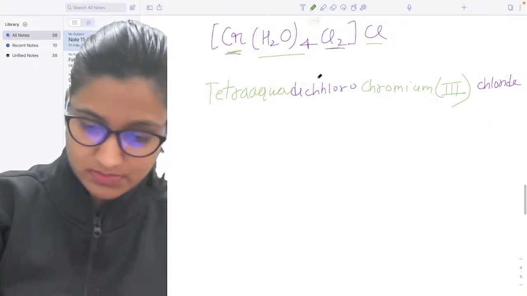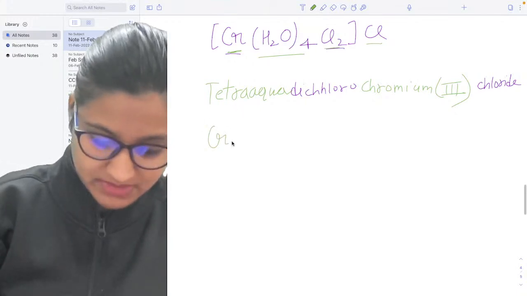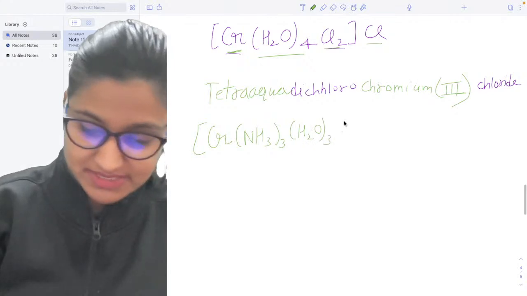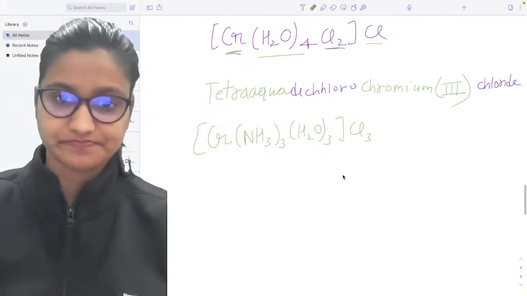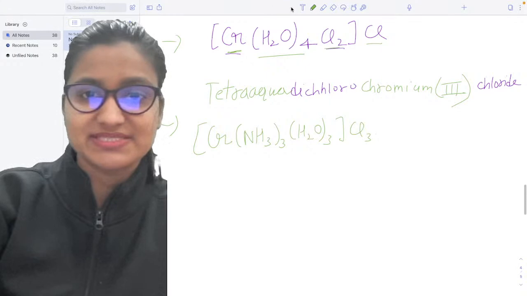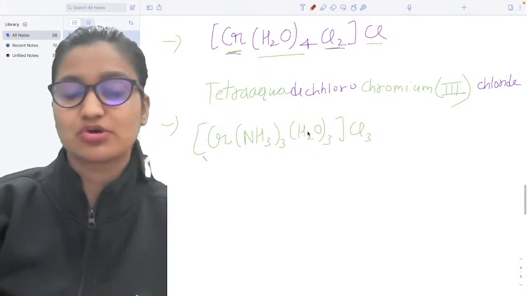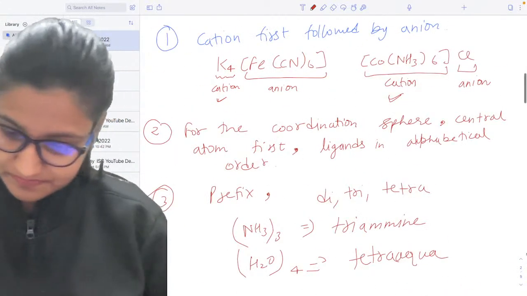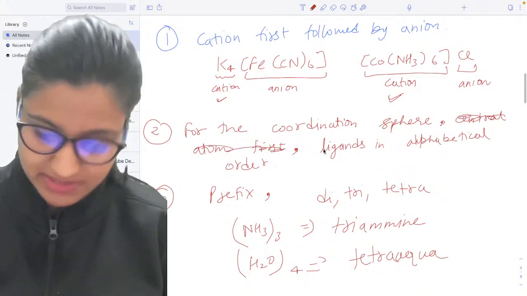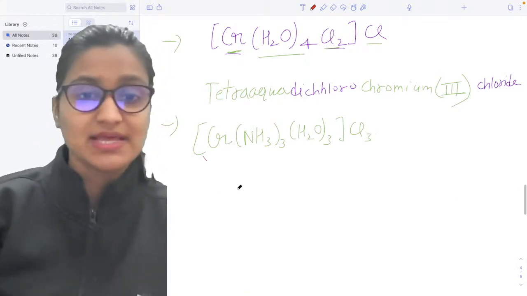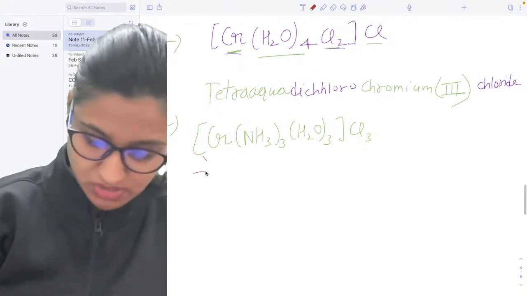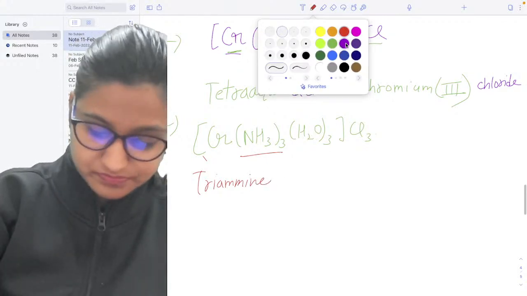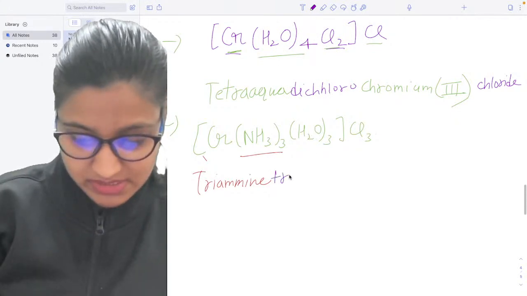If I give you Cr(NH3)3(H2O)3 Cl3. This is the example. तो इसका नाम क्या होगा बच्चे? Let's name it. This is the cation part. The complex part is cationic, so we will name the cation first. ligands का आप नाम रखोगे in the alphabetical order, ठीक है? So yes, how will you name it? You can say triamine. Triamine, right? Triamine and triaqua, right? Triamine, triaqua.